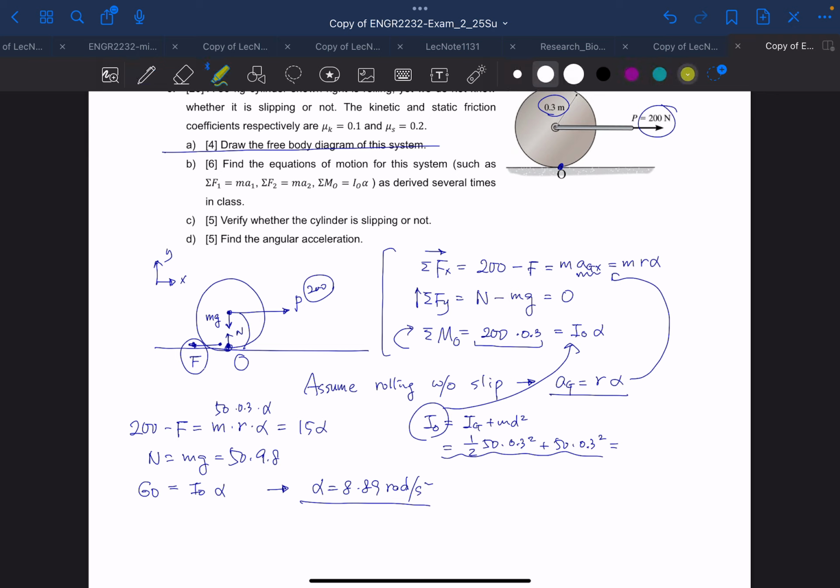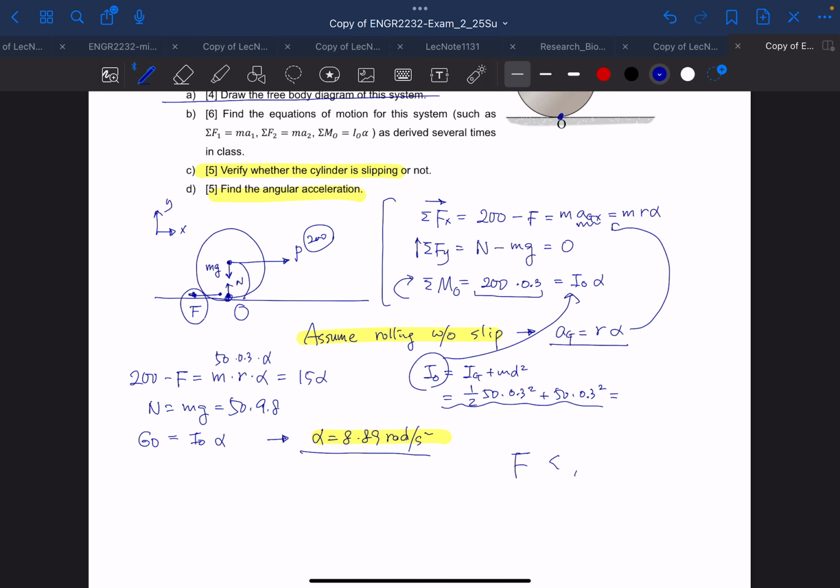So yeah, by doing that we found the angular acceleration. On the other hand, it also asks us to verify whether it is slipping or not. So we assumed it was not slipping, right? But we need to verify that. The way we verify it is F has to be smaller than the static friction, the max friction force. So we need to find out this guy, and we need to find out this one. So F is obtained from here. Therefore, we can find F is 200, we move this thing to the left and move this to the right, and it's 200 minus 15 times alpha, right? And that should be something like 66.7 Newton. So it's 66.7.